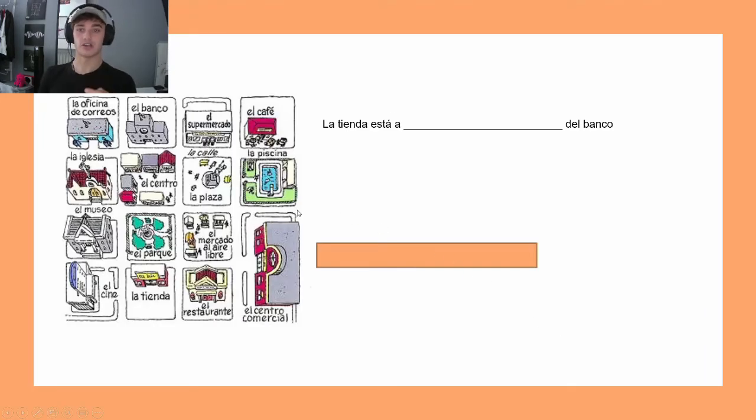You get given this picture, and we need to give the answers for how we would get from that place. So la tienda está a blank del banco. How would we get from la tienda, the store, to the bank? She would say la tienda está a 3 cuadras del banco. The store is 3 blocks from the bank.